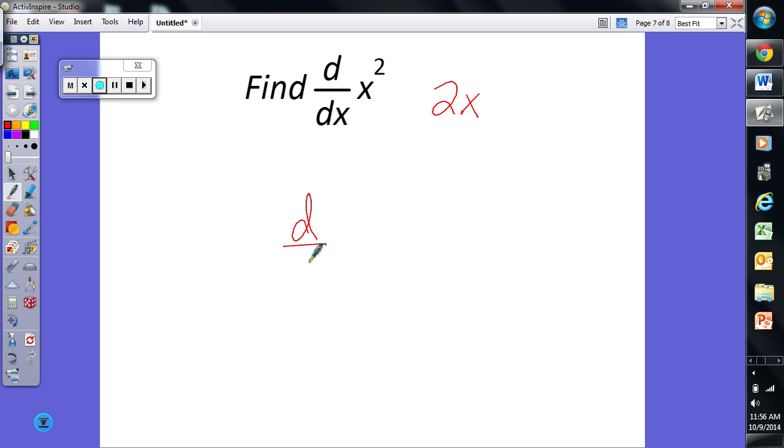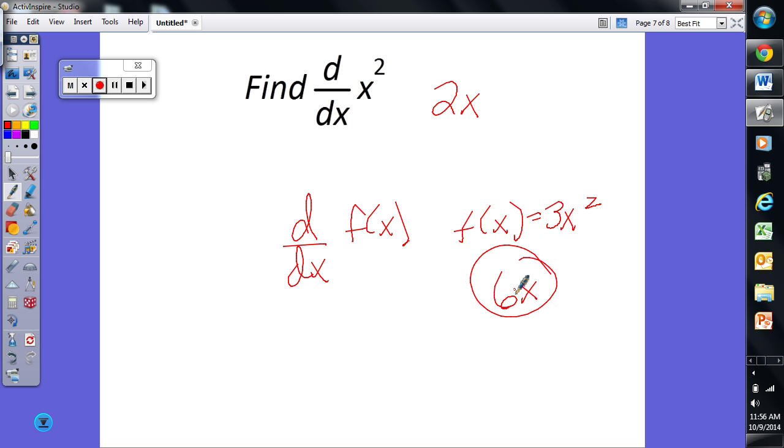Number 12 was d dx of f of x if f of x equals 3x squared. So basically take the derivative of this, which is 6x. That's your answer. Now I don't have my document camera working, so I'm going to talk you through 13 through 16.